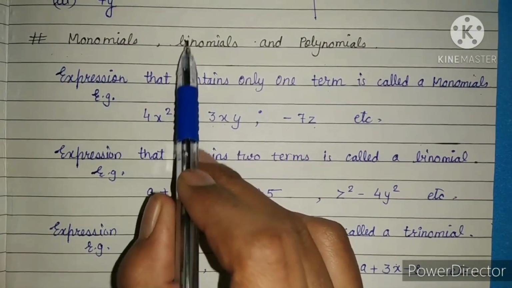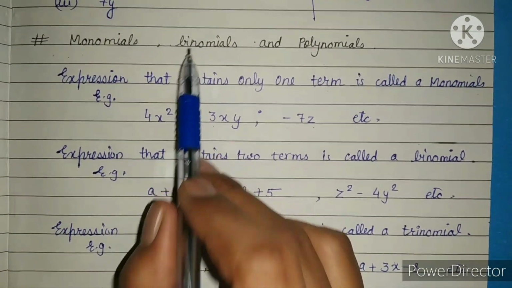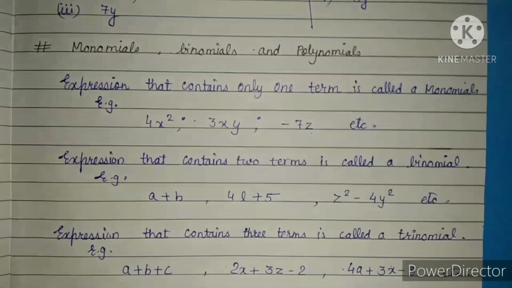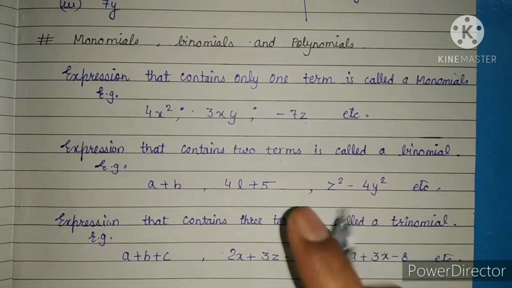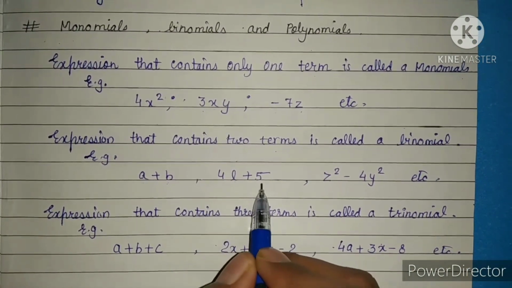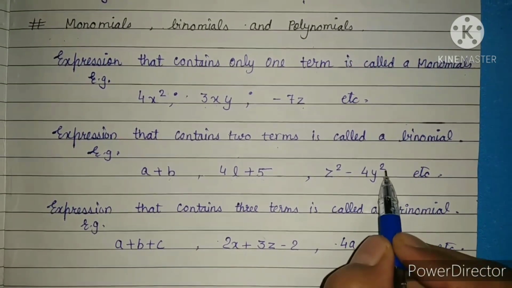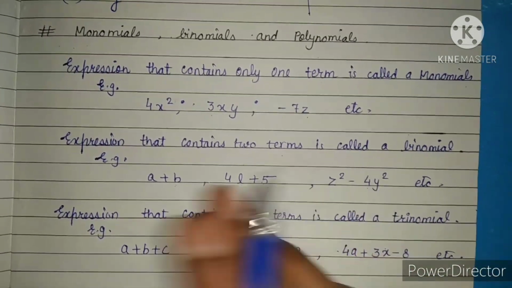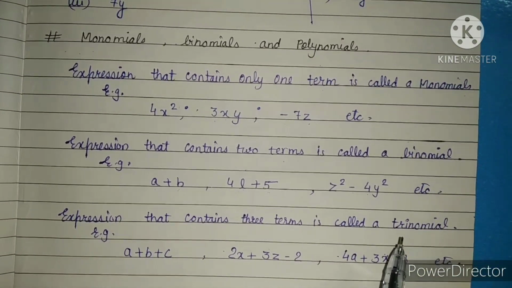The second one is binomial. Bi means two, like a bicycle has two tires. So when an expression has only two terms, it is called a binomial. For example, a plus b, one, two. 4l plus 5, one, two. z square minus 4y square, one, two. So in these three expressions we have two terms each, so they are called binomials.